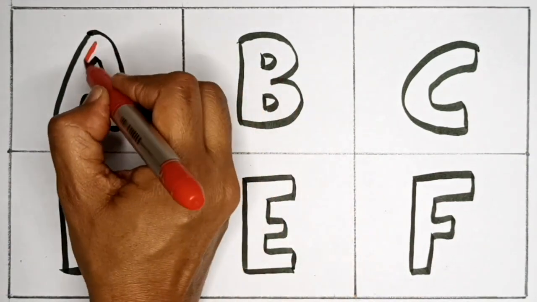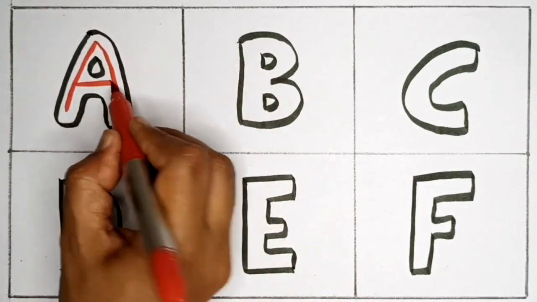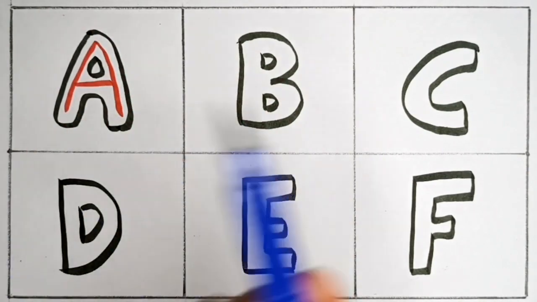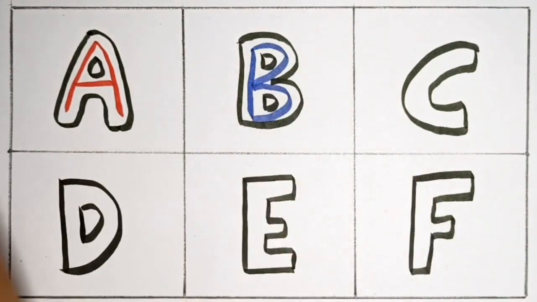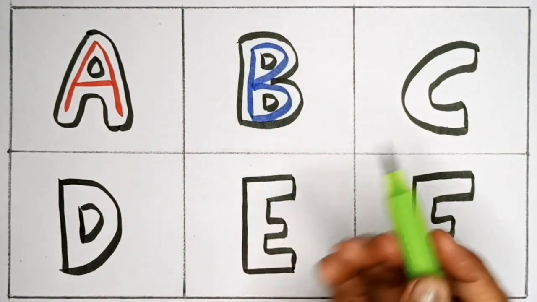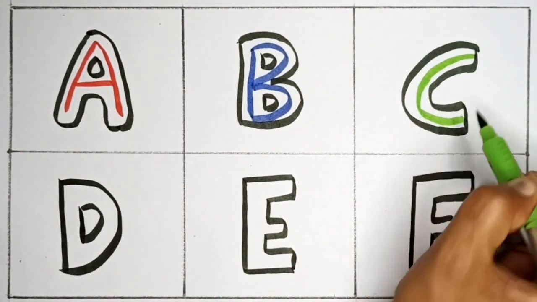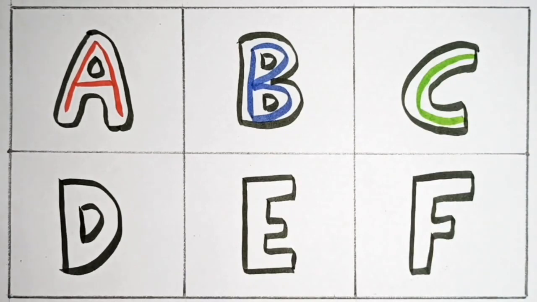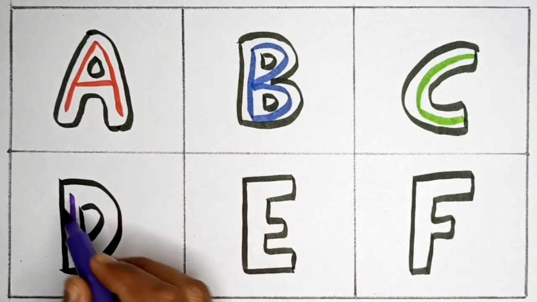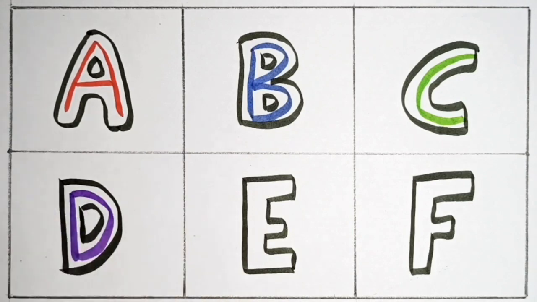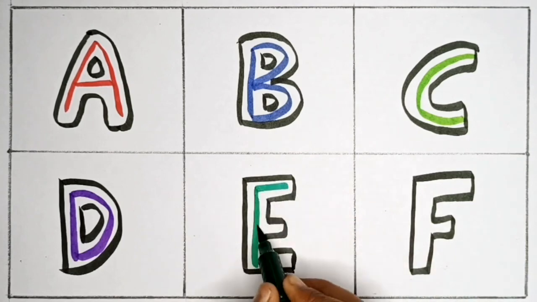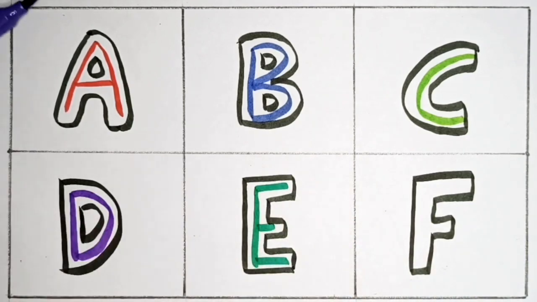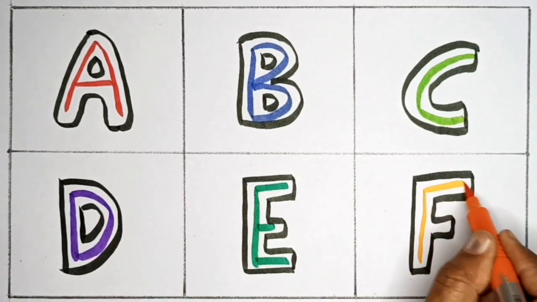Red color. A, blue color. B, parrot green color. C, violet color. D, dark green color. E, orange color. F.